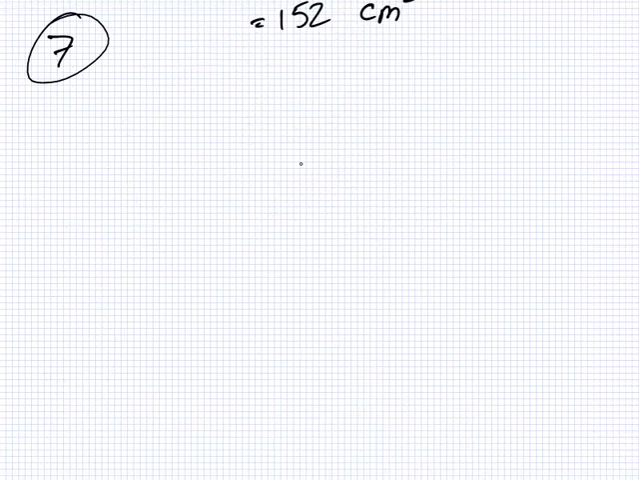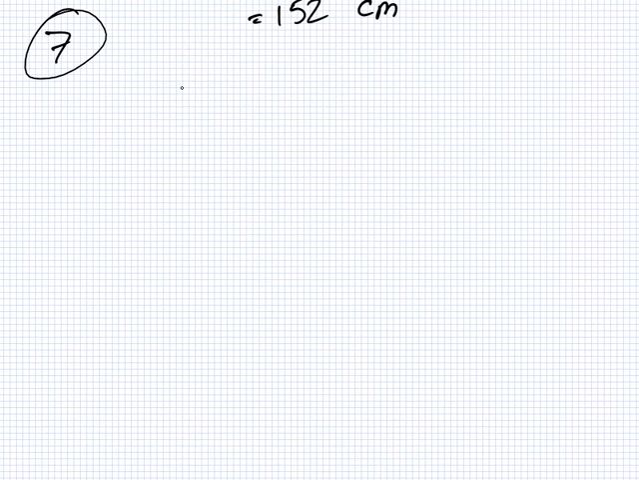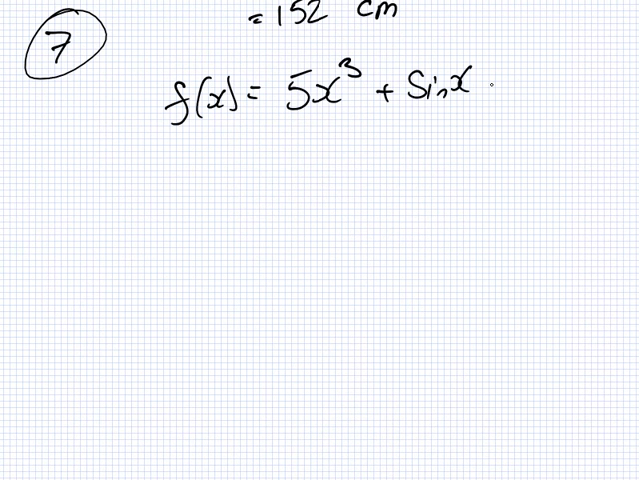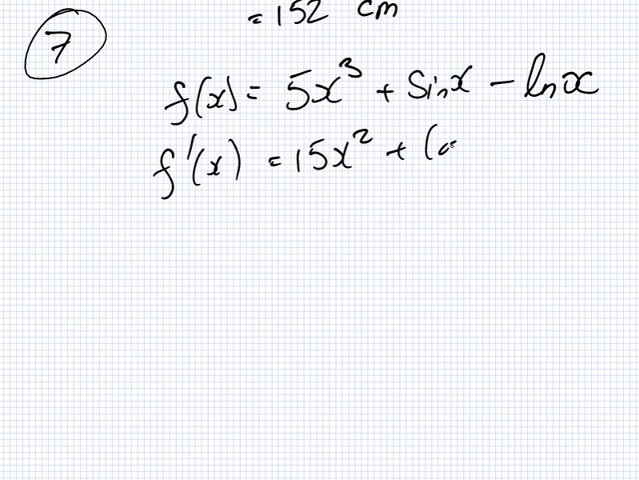So, f(x) equals 5x cubed plus sine x minus log x. The derivative is 15x squared plus cos x minus 1 over x. And we want the derivative at 0.2.